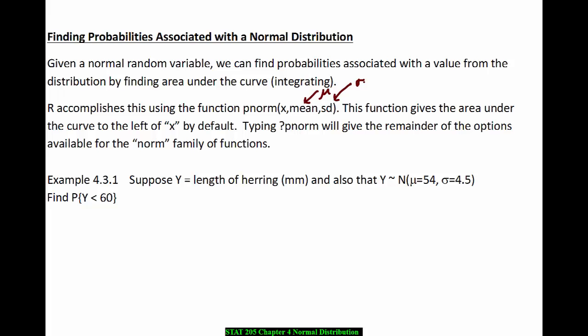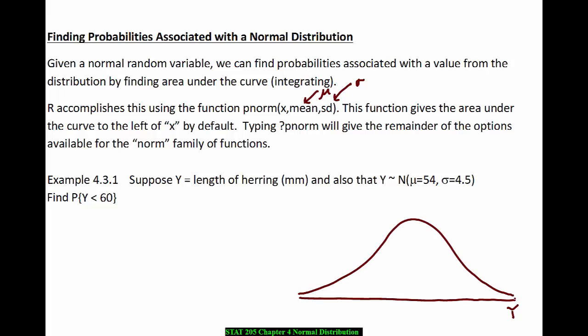Okay, so the first example that we have is a random variable y, which is the length of herring in millimeters. We're telling you that y is distributed as a normal distribution with a mean of 54 and a standard deviation of 4.5 millimeters. We're tasked with finding the probability that y is less than 60. So what I want you to do on every single one of these problems with the normal distribution is draw a picture. It will help keep your thoughts in order and make sure you're getting the right solution when you're computing these. So you're always just going to draw a bell-shaped curve. You can label it y, that's fine.